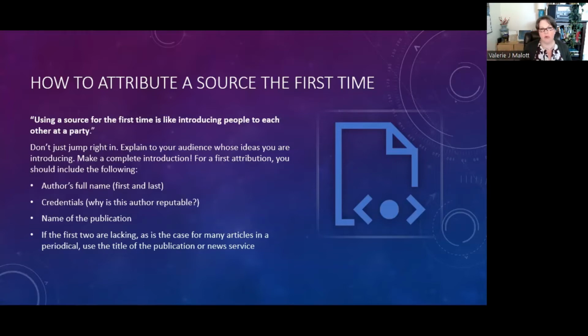So that's very important. Attributing your source for the first time, use the full name and use the credentials. I cannot stress that enough.